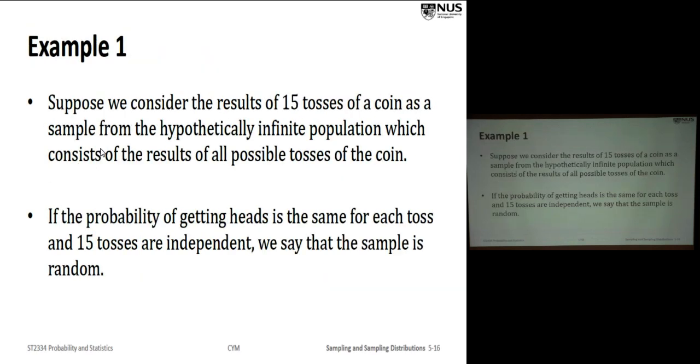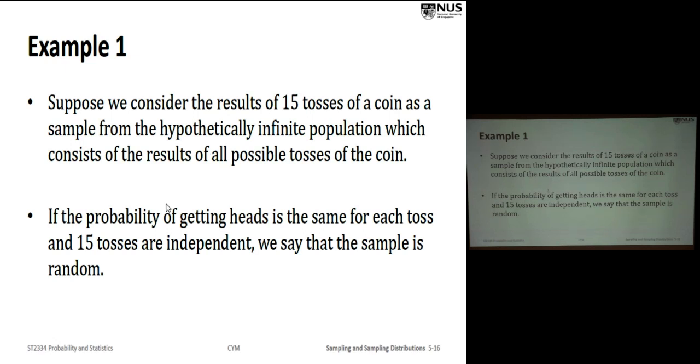Okay, so let's have a look at this example. So you have a sequence. If you have the results of 15 flips of a coin as a sample from a hypothetically infinite population, what does this mean? This first statement means that you have an infinite sequence of flips of coins. This is actually kind of a routine thing that one does in probability, but it's not important here. So you have an infinite flip of coins. You just take 15 flips.